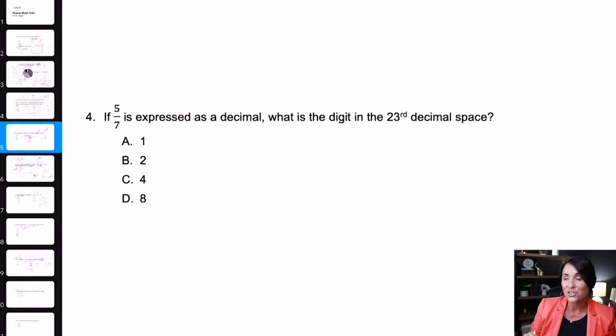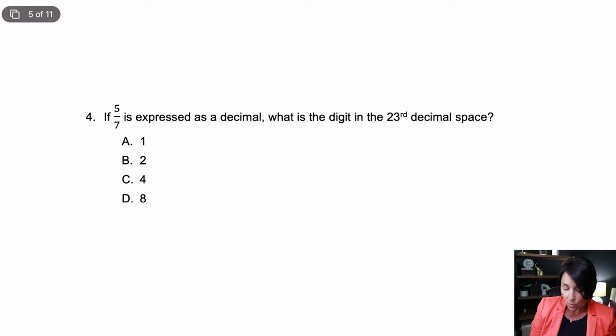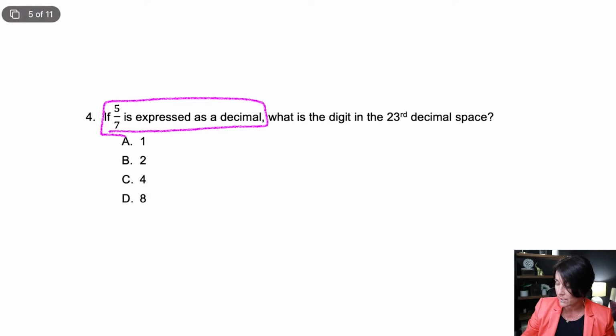All right, let's take a look at number 4. If 5/7 is expressed as a decimal, what is the digit in the 23rd decimal place? I used to hate these problems, but I really think that they're super easy now that I know how to do them. My husband taught me how to do them. So we're going to take 5/7 and express it as a decimal. So all I'm going to do in my calculator is take 5 and divide it by 7.